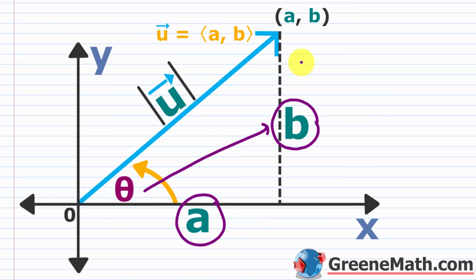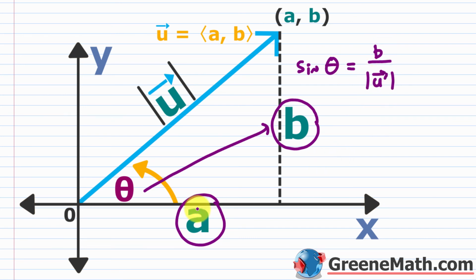Okay? So I can say that the sine of this angle theta is equal to this b here, which is the vertical component, over the magnitude of this vector u. So I'm going to be given the angle theta and the magnitude of this vector u, so I should be able to plug in there and figure out what b is.